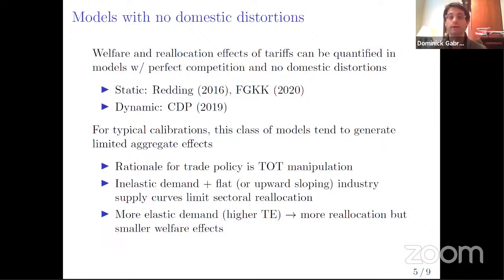And these effects, thinking about the tariffs, in fact, the U.S. trade war, we can look at the effects in these models. And I think to generalize, for typical calibrations, this class of models tends to generate limited aggregate effects. The rationale for trade policy, if there is one, is terms of trade manipulation and some combination of inelastic demand, which is coming from the trade elasticity for typical calibrations, and flat or upward sloping factor supply curves are going to limit sectoral reallocation. Basically, U.S. manufacturing can't expand because it simply drives its own price down, and it's hard to reallocate factors potentially to the industry. Now, with more elastic demand, you can get more reallocation, but then the reallocation in welfare terms tends to be less consequential. And so there's that trade-off there.